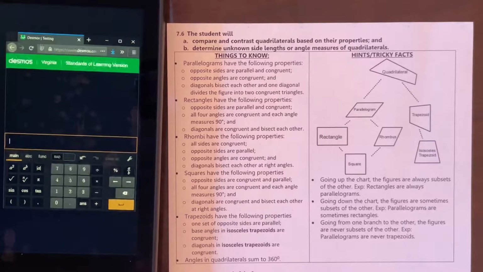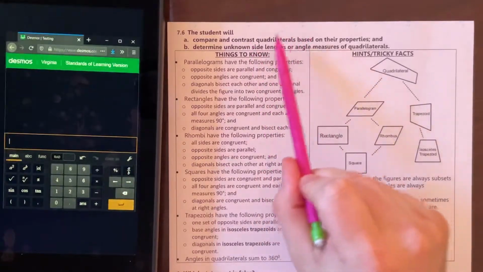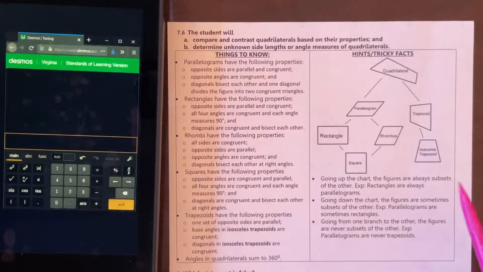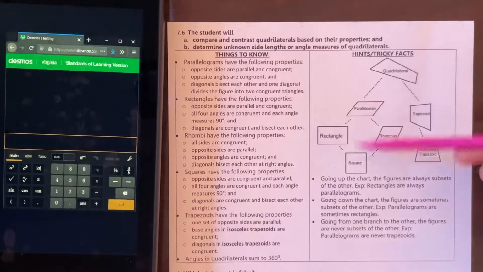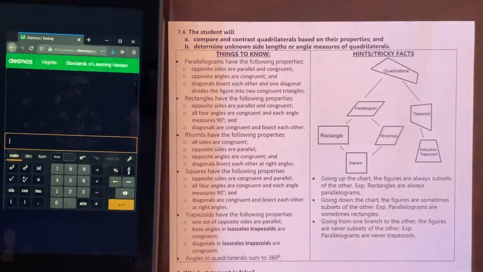And in this video, we're still working on that SOL review guide, and we're now on that 7.6. And so we're talking about those quadrilaterals and being able to talk about those properties and similarities and differences. Also, make sure you can determine those unknown side lengths or those angle measures.